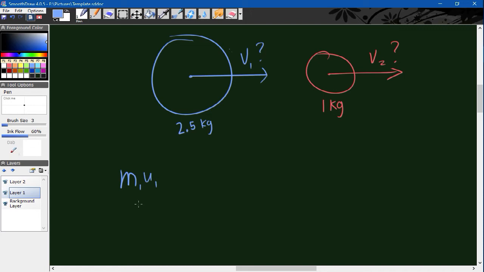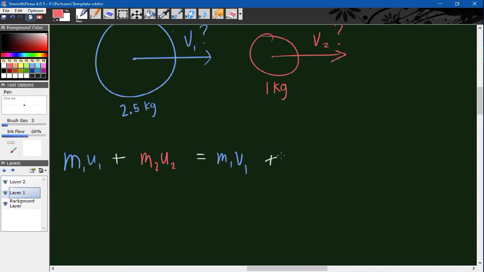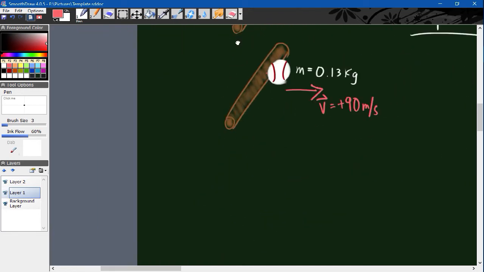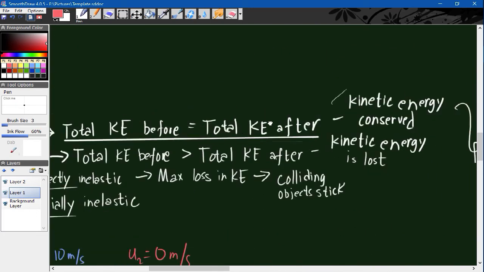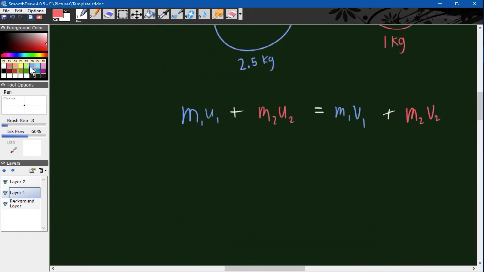m1u1, this is the initial momentum of the blue sphere, plus m2u2, this is the initial momentum of the red sphere, is equal to m1v1, this is the final momentum of the blue sphere, plus m2v2, this is the final momentum of the red sphere. Remember that we'll be using u for initial velocity and v for final velocity, for convenience.